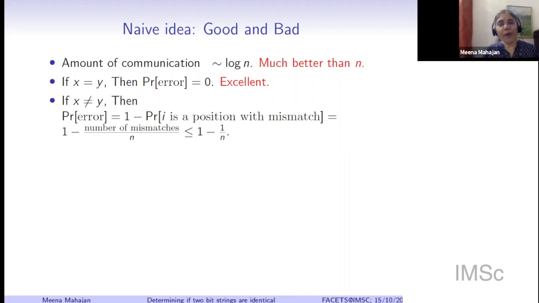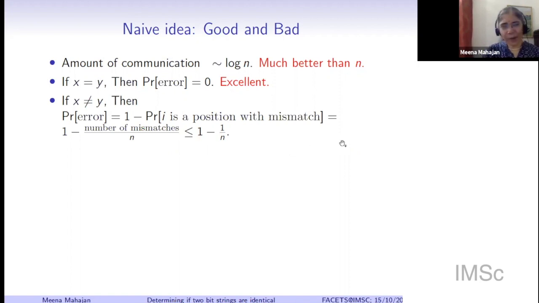What do we know about the number of mismatches? All we know is that X is not equal to Y. That means there is at least one place where they differ. Maybe there is just one. We know that the number of mismatches is not 0. It is at least 1. And therefore, because it comes here with a negative sign, we can conclude that this is less than or equal to 1 minus 1 over n.